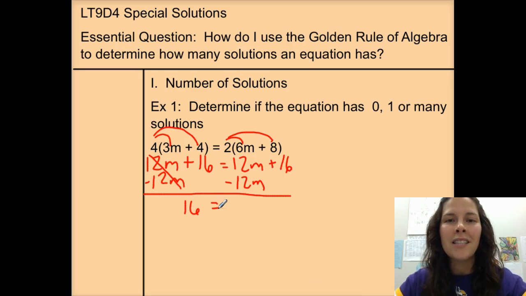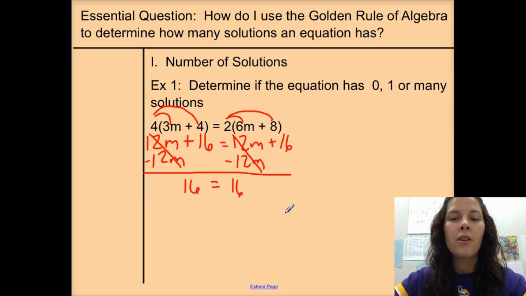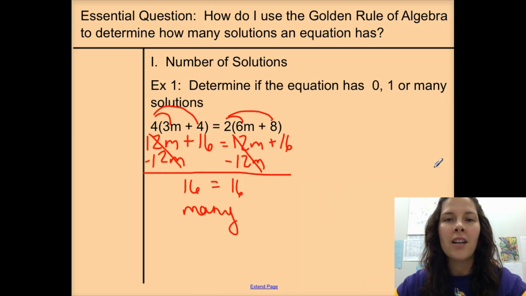We have exactly the same expression on both sides of the equal sign, and if 12m minus 12m cancels on one side, it will also cancel on the other, leaving us with 16. This is an example of a special solution where there are many different solutions. Any value we substitute in for m will make the equation true because the m's end up canceling each other out, and 16 does equal 16. That is a true statement. So if you get a true statement after the variables cancel, the equation has many solutions.